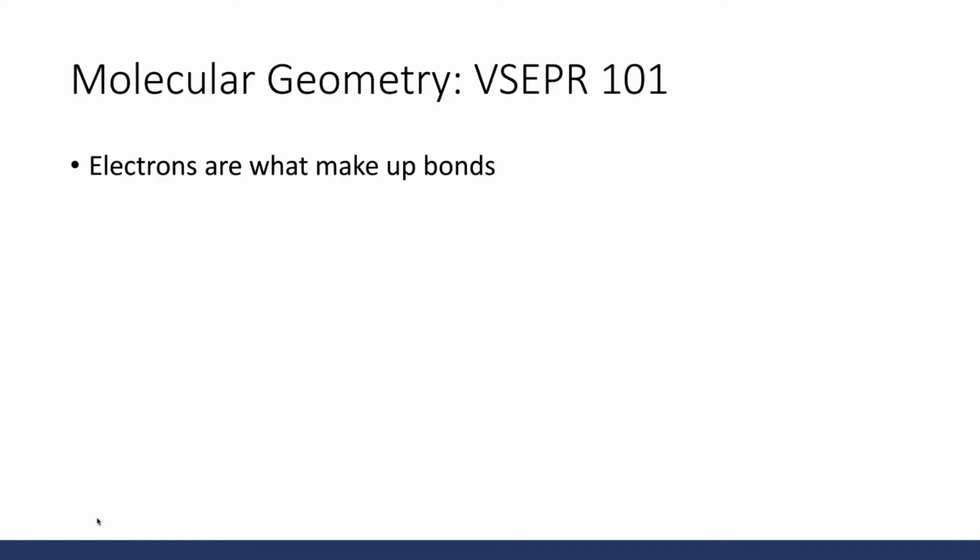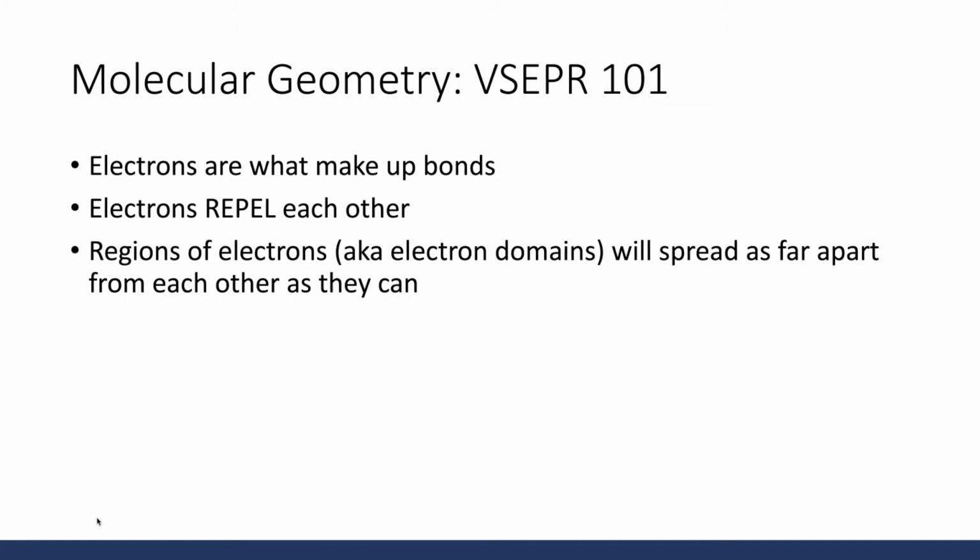Electrons are what make up bonds, right? We have an ionic bond or a covalent bond, and that is between electrons. Electrons repel each other. Electrons have a negative charge, so if you have two of them in close proximity, they want to be spread apart. Opposite charges attract, like charges repel. So regions of electrons, also known as electron domains, will spread as far apart from each other as they can.